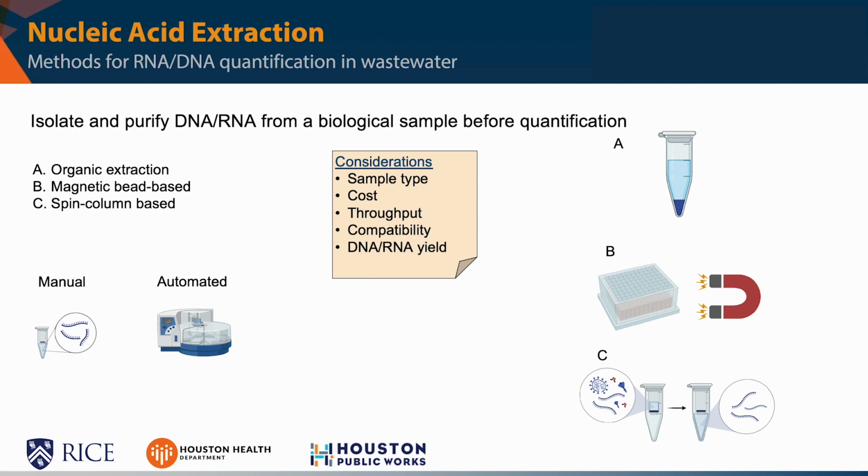The extraction process can be either manual, usually with the use of commercial kits, or automated using commercial automated purification systems. Whether it is manual or automated can also depend on the method being used. There are several factors to consider when choosing an extraction method, including sample type, cost, throughput, compatibility with the sample type, and DNA and RNA yield.